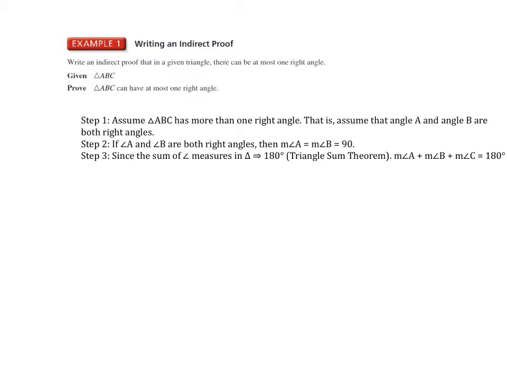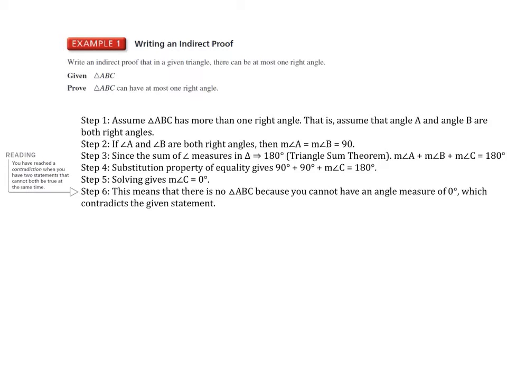This leads us to thinking about the triangle sum theorem, which states that the sum of angle measures in a triangle equals 180 degrees. So we can say that all 3 angles add up to equal 180. Well, if we substitute the 2 values we already know, which are both 90 degrees, and to figure out that third angle, we would solve this equation to get 0 degrees. This means there's no triangle because you cannot have an angle measure of 0 degrees, which contradicts the given statement.